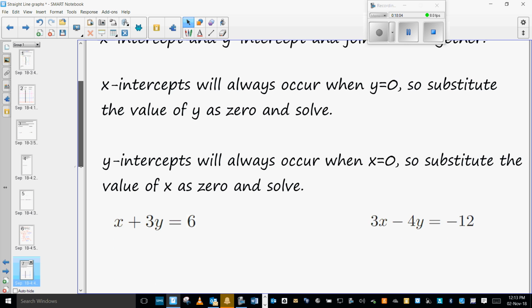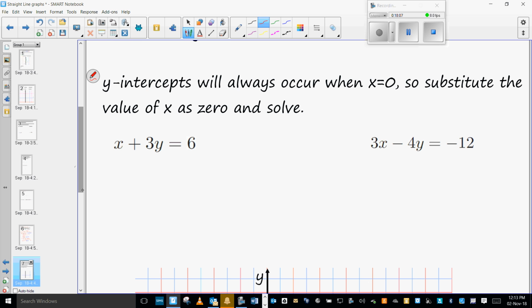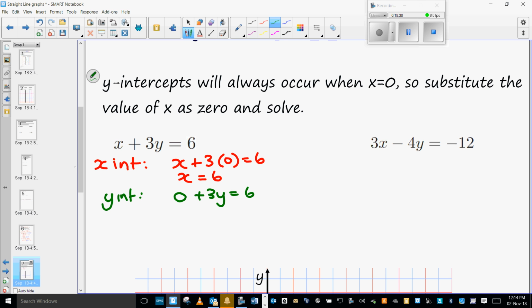So if I want to find my x-intercept, I know that the value of y would be 0. So x plus 3 lots of 0 would equal 6, and so x is equal to 6. That's where it crosses the x-axis. To find my y-intercept, I know the value of x is 0. So 0 plus 3y is equal to 6. Therefore, 3y is equal to 6, and y is equal to 2.